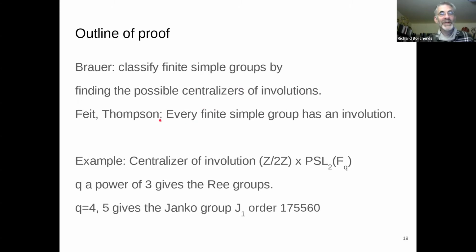And the start of the classification is usually dated to this theorem by Walter Feit and John Thompson, saying that every finite simple group has an involution. And this theorem is the scariest theorem in mathematics I know about. And let me show you why it's scary. I'm going to show you their proof.